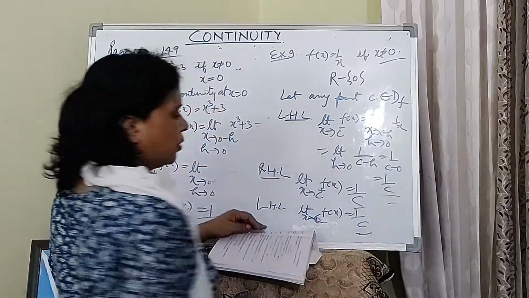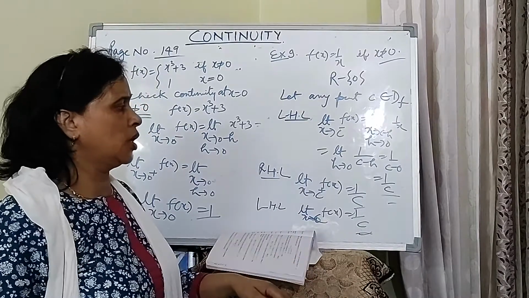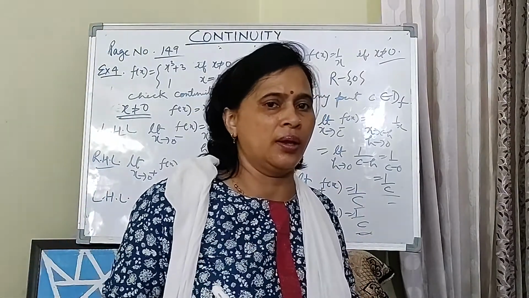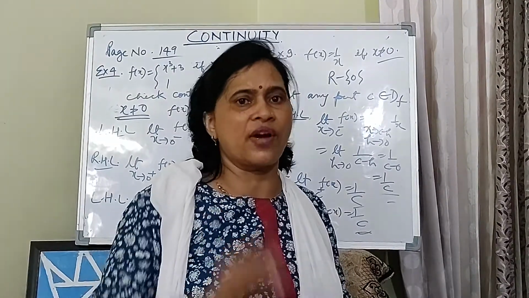These three are equal. Left hand limit, right hand limit, and limit of the function are equal. So this function is continuous within its domain. Alright, now you will move to your exercise 5.1.